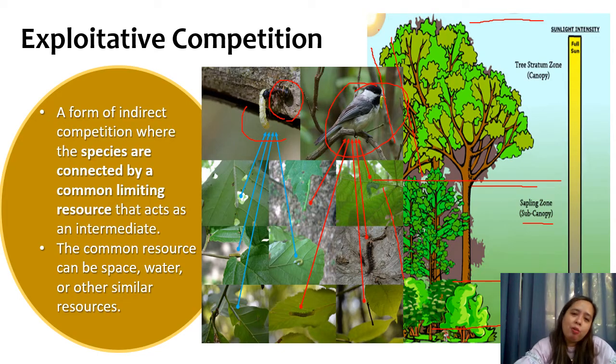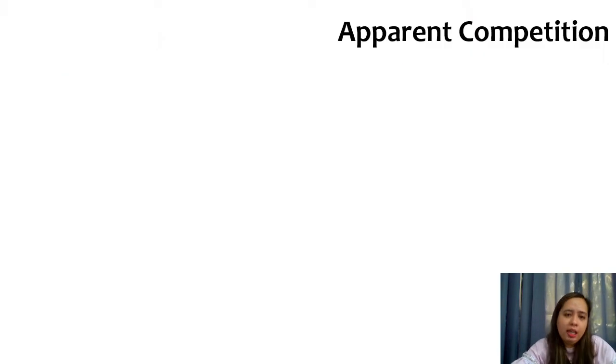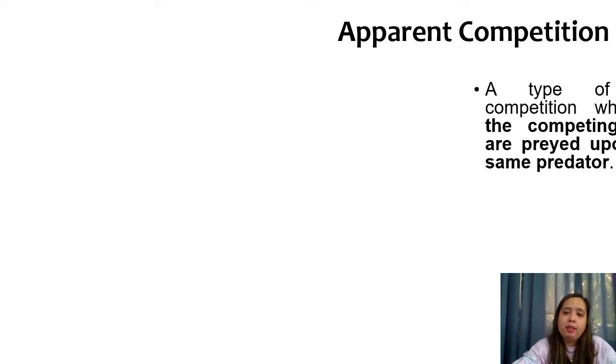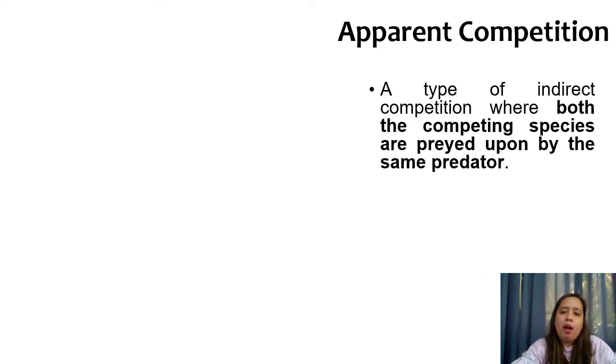So, may yung mga natitira. Kung mapapansin nyo, no? Yung bird na to, more on the dark ones ang kanya nakikita. Pero yung mga lighter ones, smaller ones, yung mas maliliit na worm, yun naman na natitira sa mga smaller predators. Exploitative competition siya. Indirect competition. And of course, we have apparent competition. This is now indirect competition also, where both of the competing species are preyed upon by the same predator.